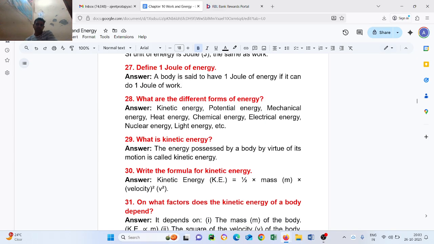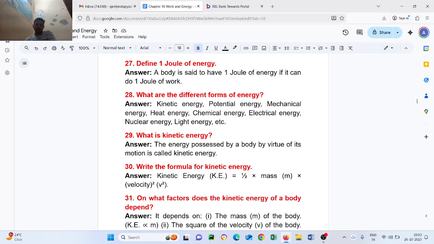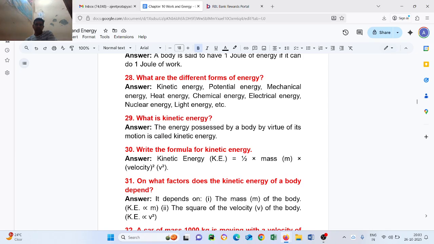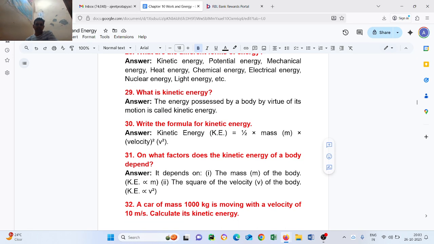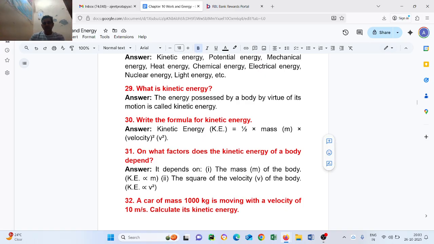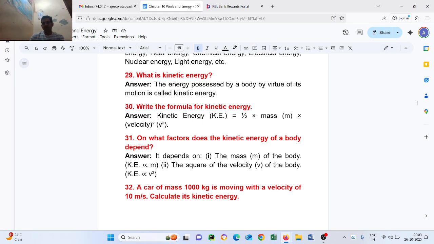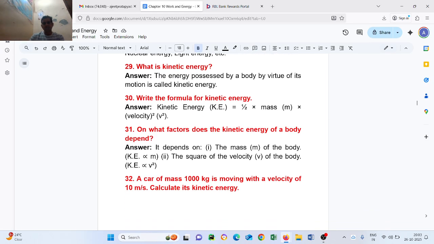Question number 30. Write the formula for kinetic energy. Kinetic energy K equal to half multiplied by mass multiplied by velocity square. On what factors does the kinetic energy of a body depend? Answer: it depends on the mass of the body, and KE is proportional to the square of the velocity of the body, KE proportional to v square.